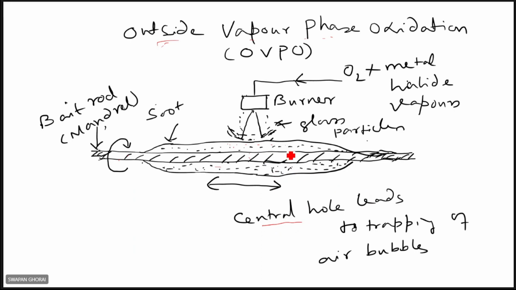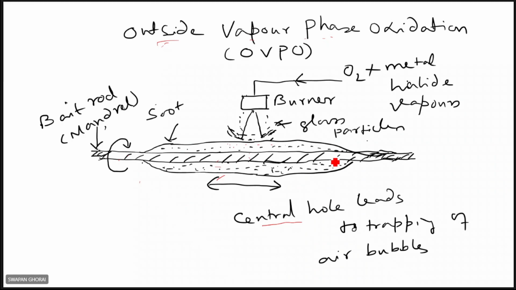This is the old method. Earlier, in the beginning, these methods were used. But because of the hole remaining after removing the glass rod, some air bubbles may be there. That may lead to loss. Because of the central hole, some air bubbles may be there, and that will increase the loss. That is the drawback of this method, right?